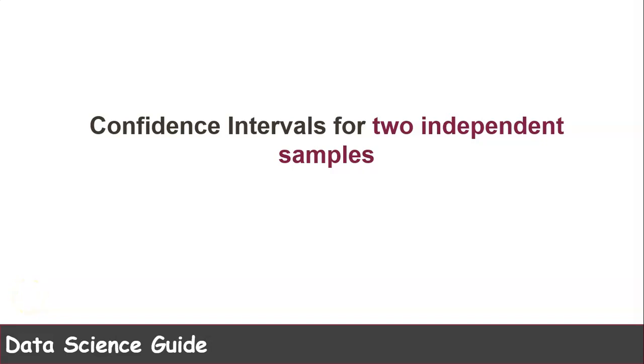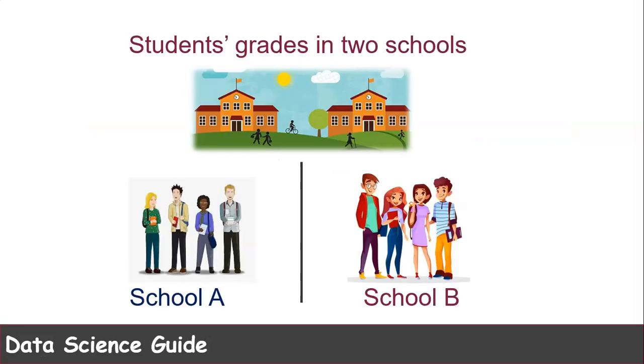Welcome back everyone. In the previous tutorial, we learned how to calculate the confidence intervals for two dependent samples. And now we are going to learn how to calculate the confidence intervals for two independent samples. And when we say two independent samples, we mean these two samples are completely individual. They are not related to each other.